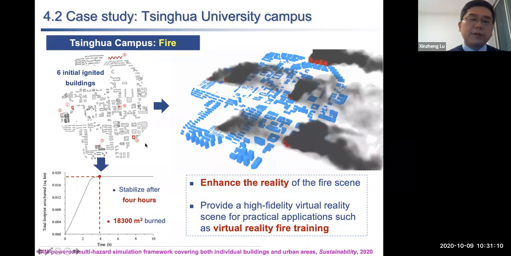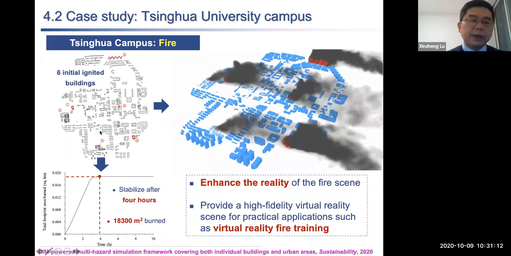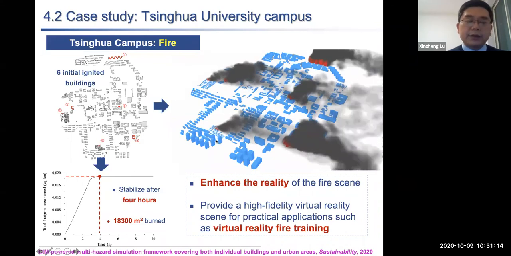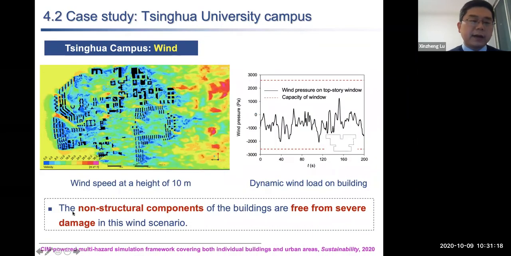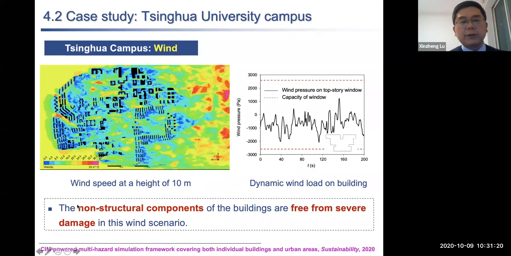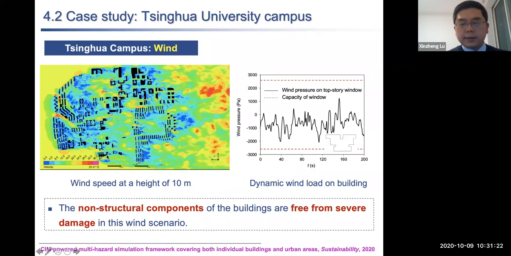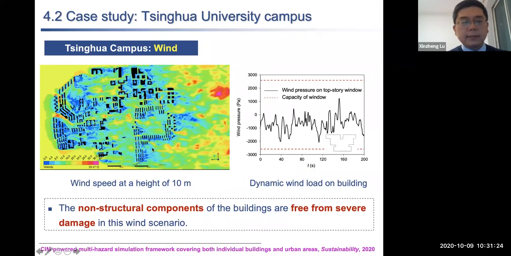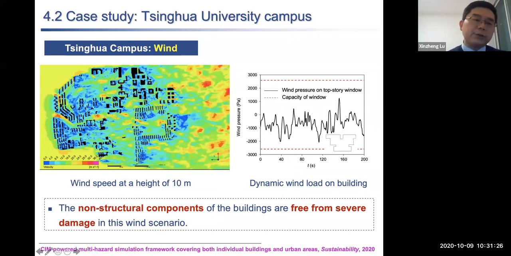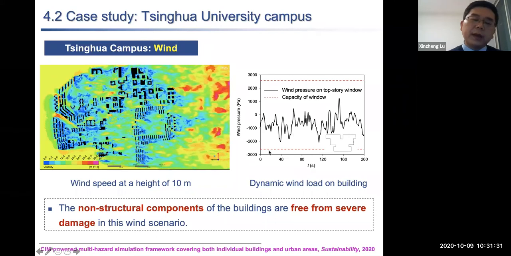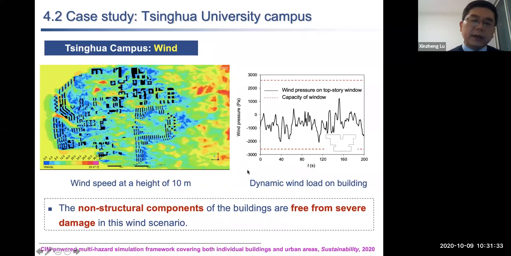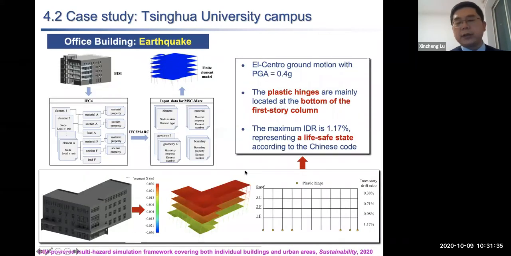And we can do the fire simulation to know the fire spread and the fire scenario of this area. We can see the burning of the fire and the change together with time. And also we can do the wind simulation, and we can know the dynamic wind load on different buildings, and we can evaluate the safety of those structural components subject to this wind.